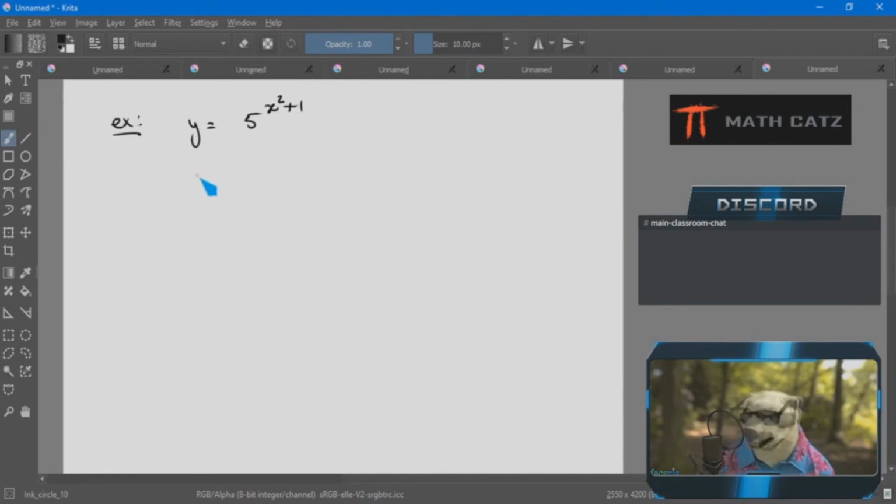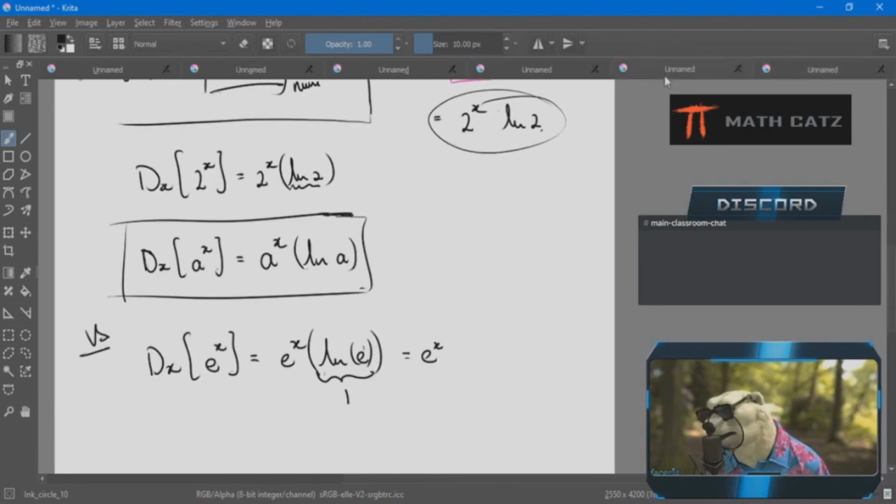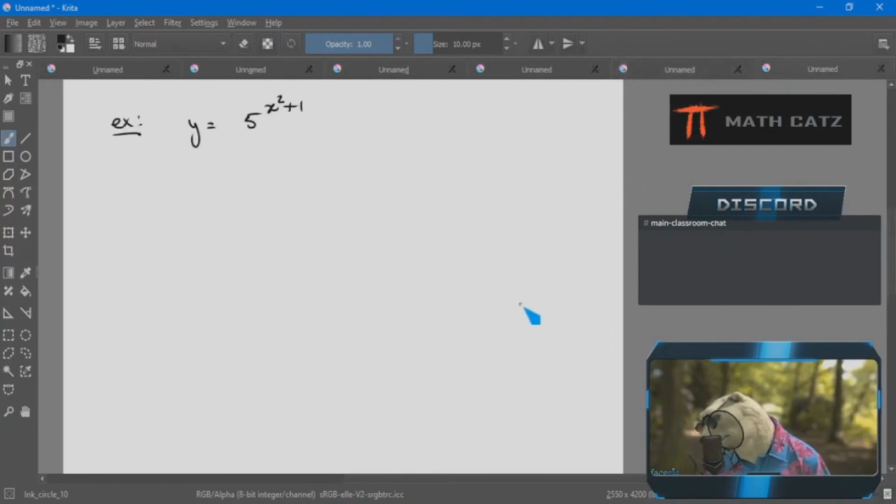Now, we have 3 minutes. So let me ask you a question. What is the first property I'm going to use for this one? And I don't mean these properties. Technically, this is not a property. This is just how it works. My original list of 7 properties. What is the first property that I'm going to use here? It is the chain rule.